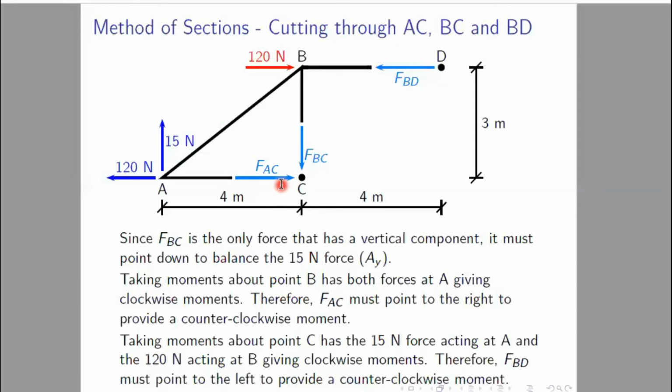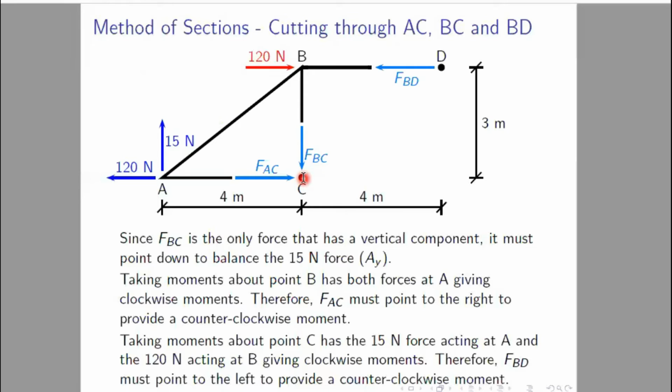Now from this aspect, using the basic concept, we can easily find out whether the force is compressive or tensile in nature. Now if we again consider moment about C, what will happen? You can see the 15 kilonewton force at A and the 120 kilonewton force at B, both are acting in the clockwise fashion.